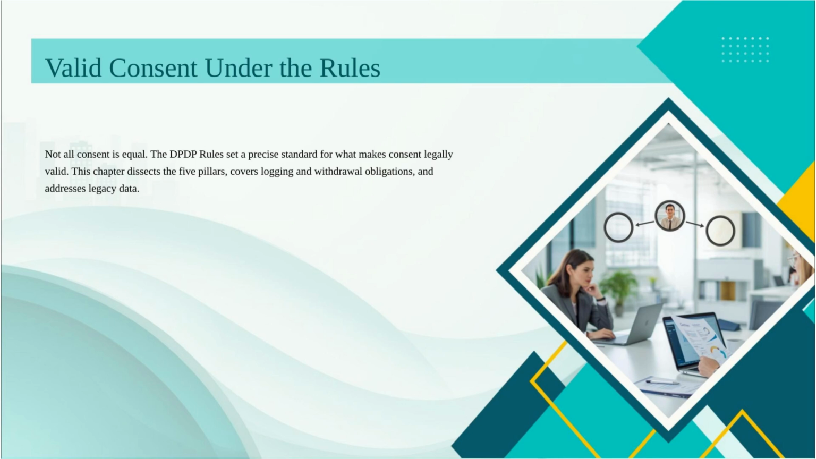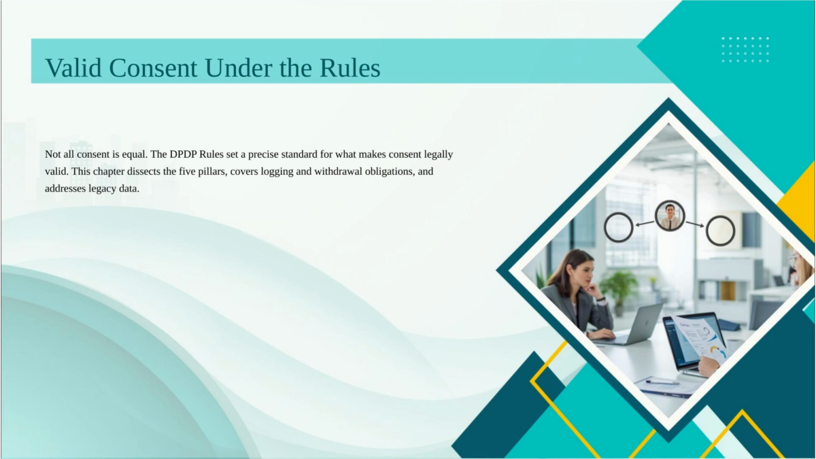We'll start with the 5 pillars that every valid consent must rest on and then take them in turn. We'll explore what it means for consent to be free, specific, and informed, why it has to be unconditional and given through a clear affirmative action, and how purpose limitation and granularity keep you honest. We'll look at how to actually capture and log consent so you can prove it later, and we'll tackle withdrawal, because making it easy to leave is just as important as making it easy to join.